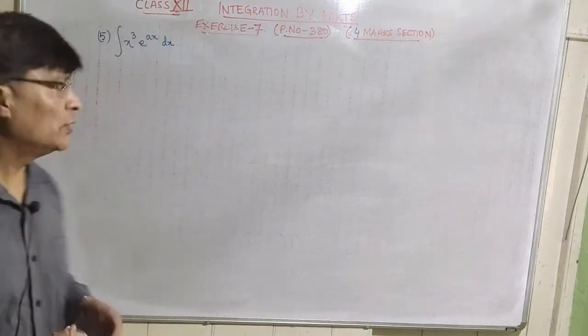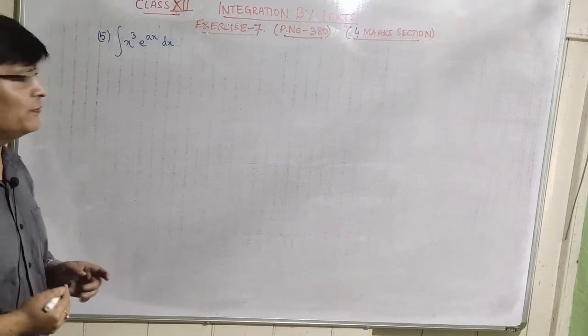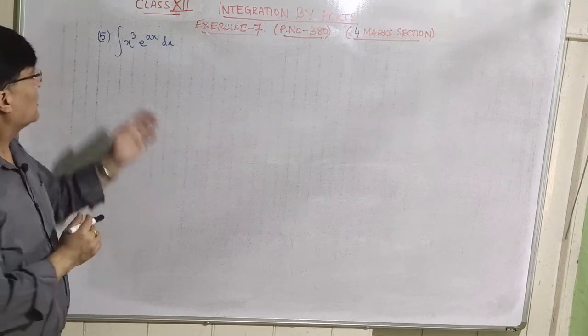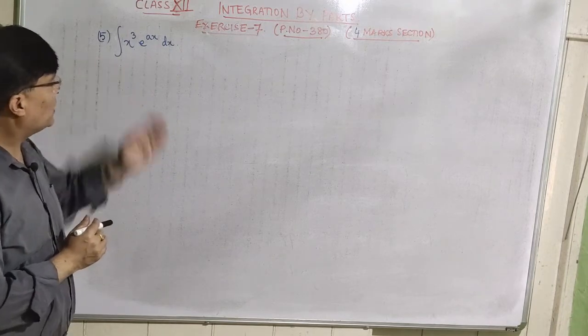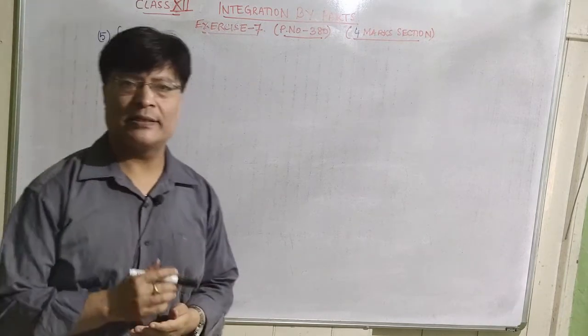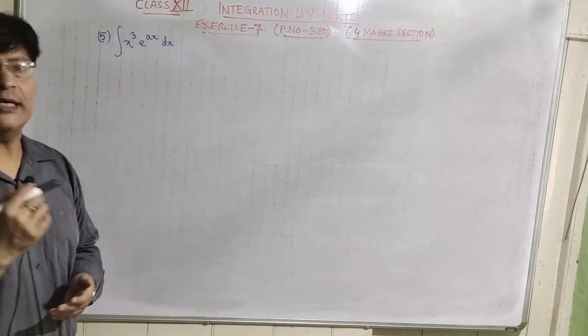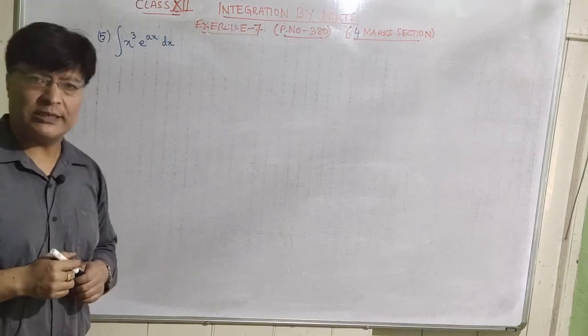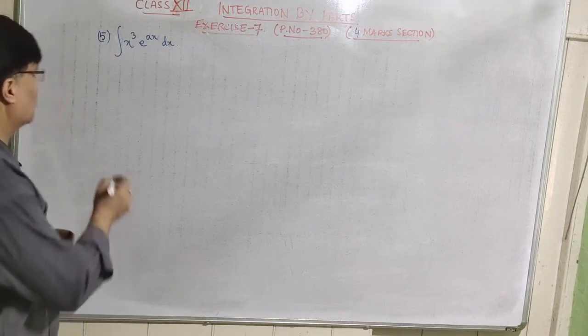So now we'll do the next question, that is question number 5. Let us evaluate this integration: integral of x cube e to the power ax dx. This is also the integration of the product of two different functions, so you have to use integration by parts in this case also.